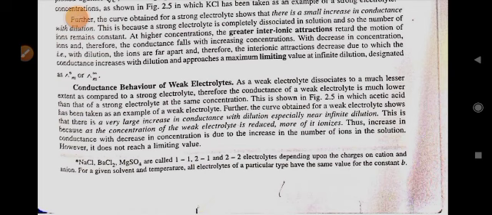Further, the curve obtained for a weak electrolyte shows that there is a very steep increase in conductance with dilution, especially near infinite dilution. This is because as the concentration of the weak electrolyte is reduced, more of it ionizes. The increase in conductance with decreasing concentration is due to the increase in the number of ions in the solution. However, it does not reach a limiting value.